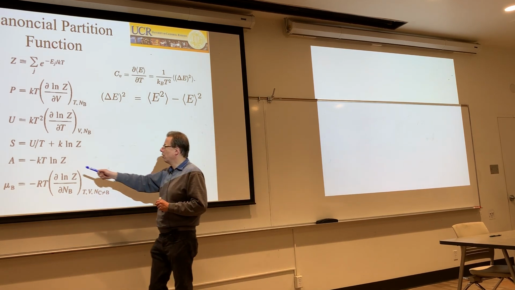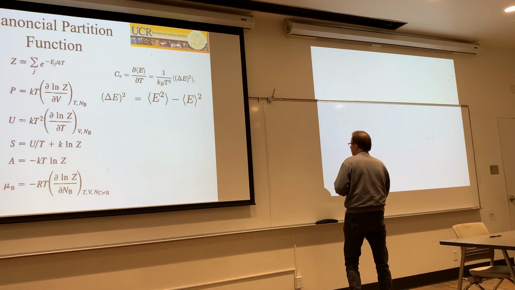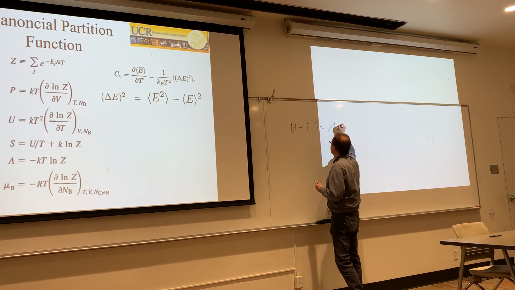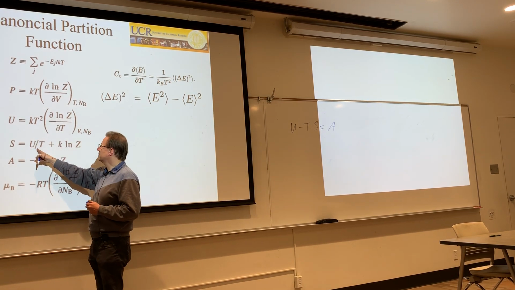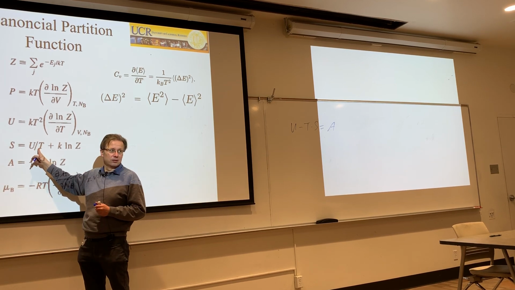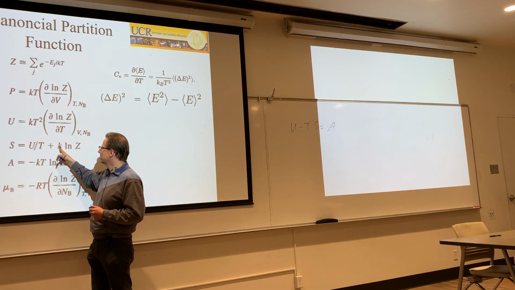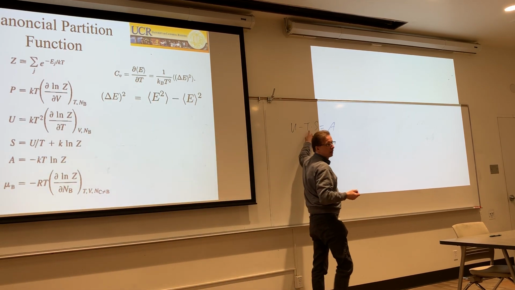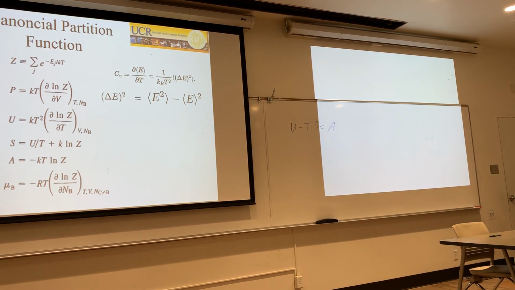Now, how do we get to this formula? That is relatively straightforward as well. U minus T times S is A, correct? And then U is over here. T times S, T times U over T is U, so it's U minus U. U cancels. And then we just have minus kT ln Z. The T comes from here. So we get that right away. So the relation is relatively straightforward as well.